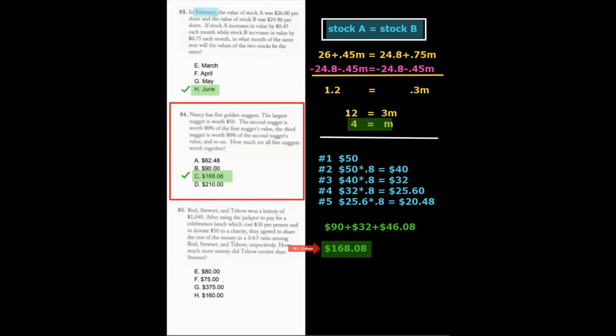Those 5 golden stones, those golden nuggets, are worth $168.08. That was question 84.